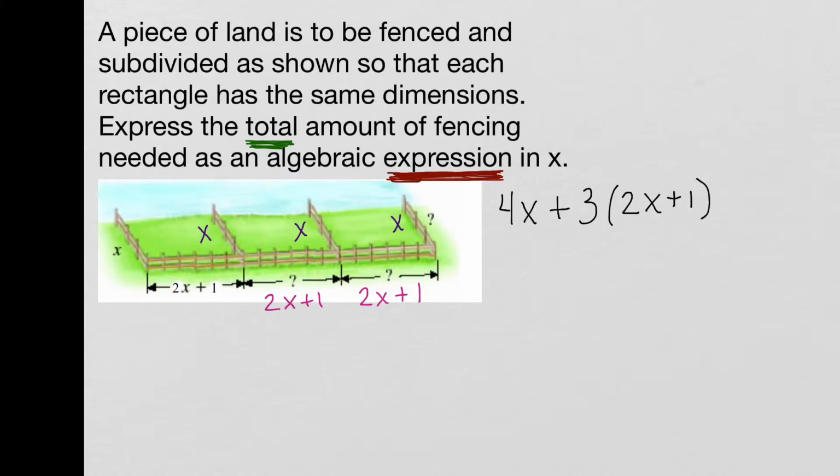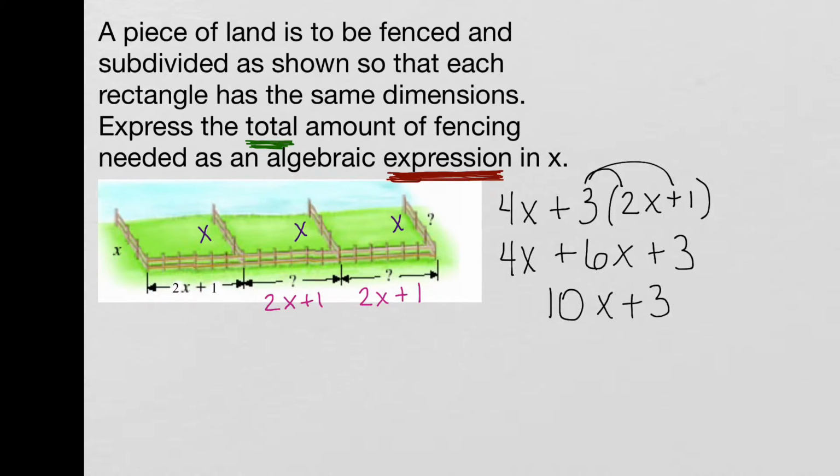We are not solving an equation, we're simplifying an expression. So to simplify, we will distribute that 3. So we have 4x plus 6x plus 3. We will combine like terms. 4x plus 6x, those are like terms, so we combine those to get 10x plus 3. So that gives us the sum of all of the sides of our fencing. That's our total amount of fencing.